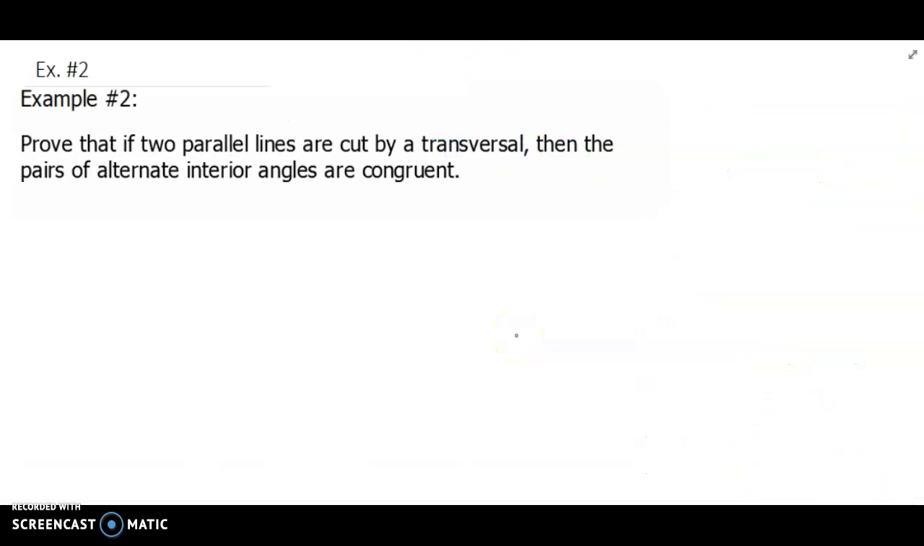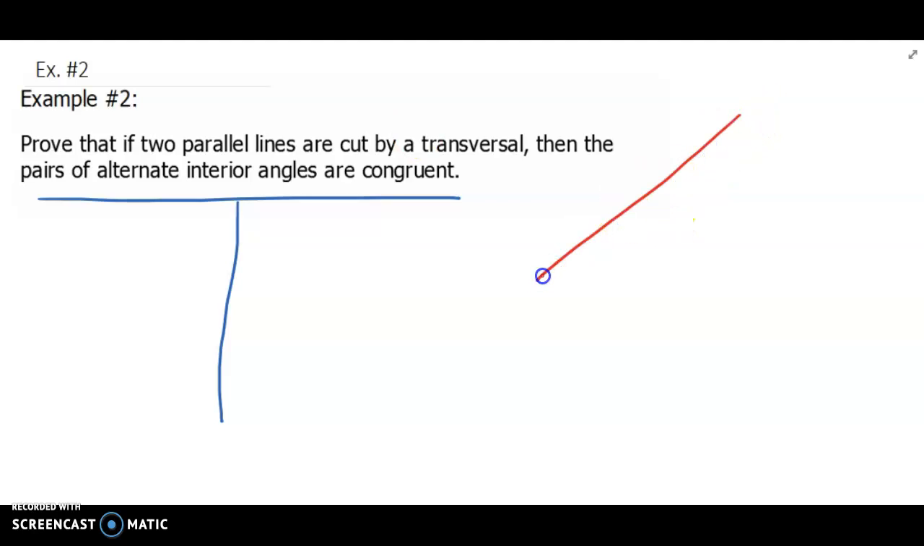All right, let's look at example 2. We are going to write a proof. Okay, so I'm going to have my T-chart here. It says prove that if two parallel lines are cut by a transversal, so we have two parallel lines. I'm going to write parallel here and here. Let's call this line M and line N. You can call it whatever you want. Are cut by a transversal, so here's our transversal.